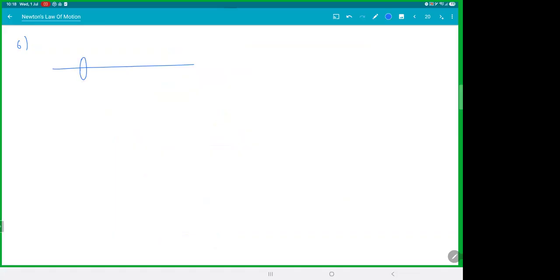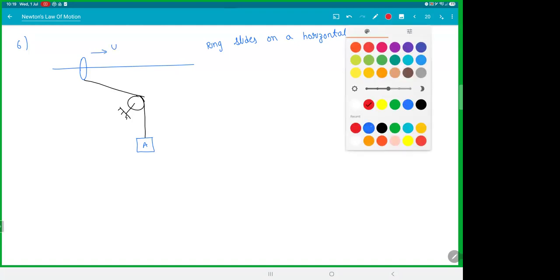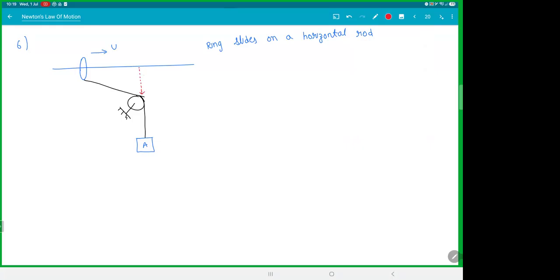We got a ring. We have a string tied to a block here. So this is it. Ring slides on a horizontal rod. The ring is going with speed u. Here to here, this height is h. This angle is theta.